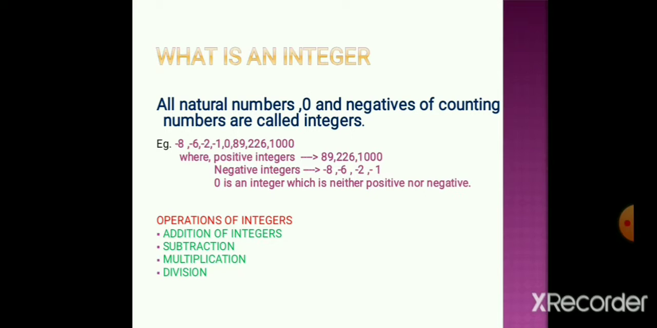No, 2.5 is not an integer. It is a decimal number, and 1 by 2 is also not an integer. It is a fractional number. Hope you understand. Then we are going to discuss operations of integers. We can do 4 operations on integers. They are addition, subtraction, multiplication and division.